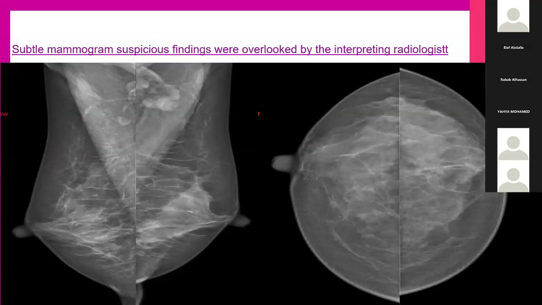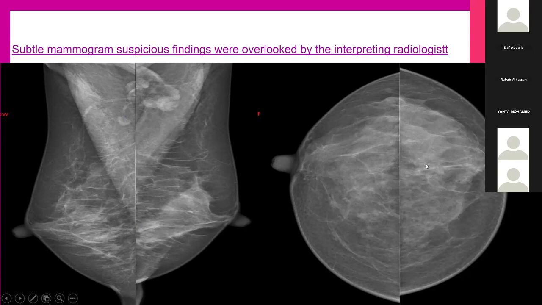The findings on mammogram were very subtle, passed as unremarkable by the radiologist reading the mammogram. But in retrospect, you can see here what we pointed out on the CT: the subtle asymmetric architectural distortion. Can you see it here?